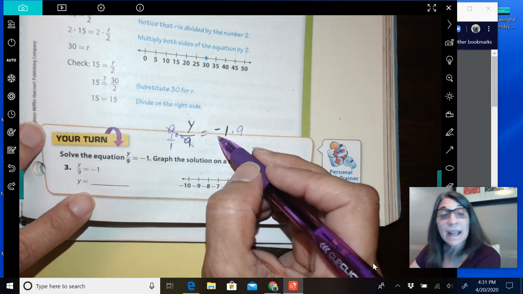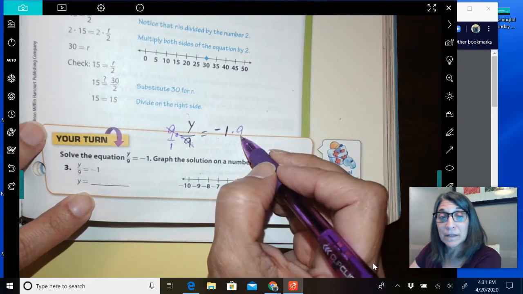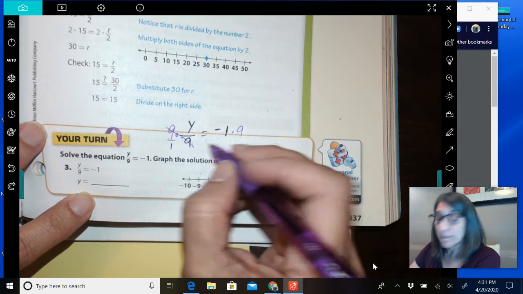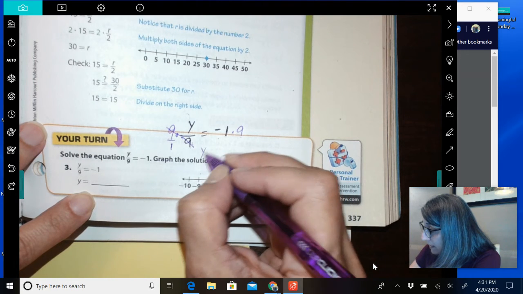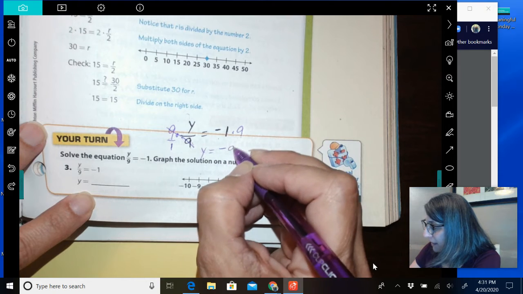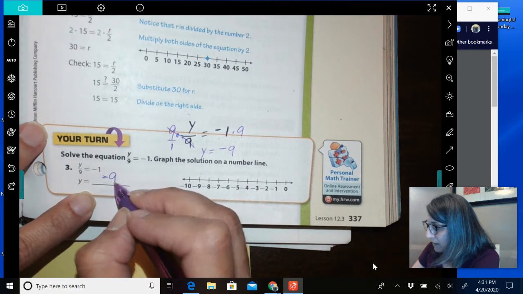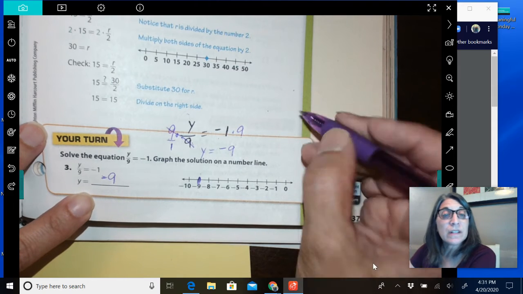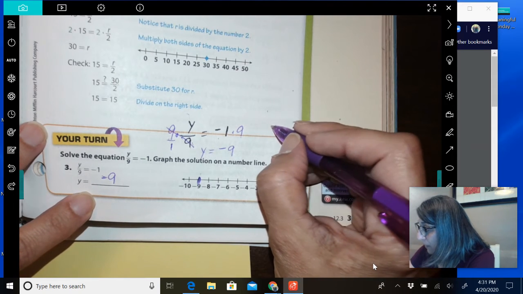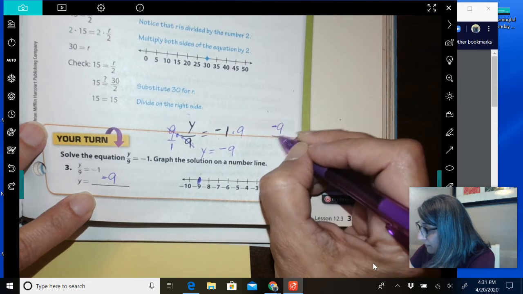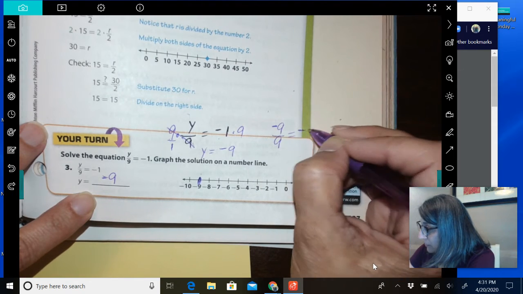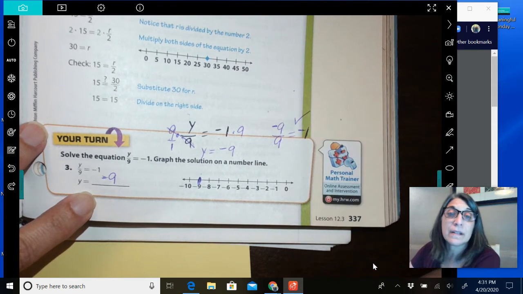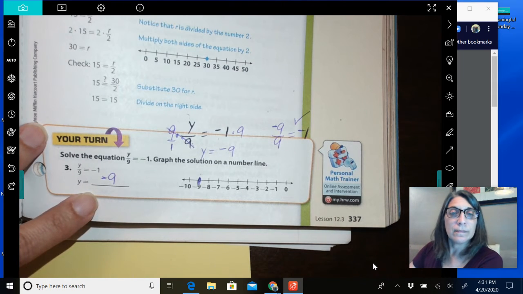And now I have a negative times a positive, which gives me a negative. So my y ends up being not a -1, -9, sorry. Okay, and so there's my -9. And if I wanted to check it, I would go back to my original equation and say -9 divided by 9 is equal to -1, and that is correct because a negative divided by a positive is a negative.